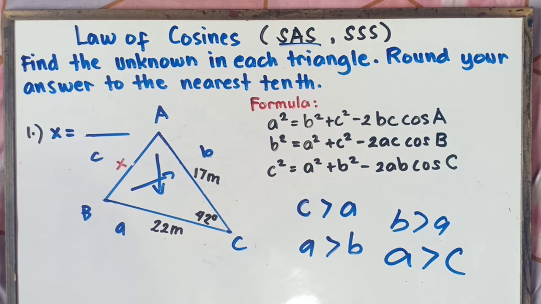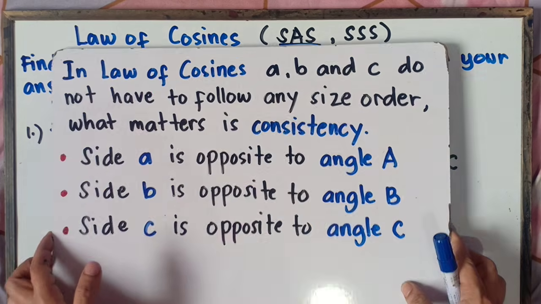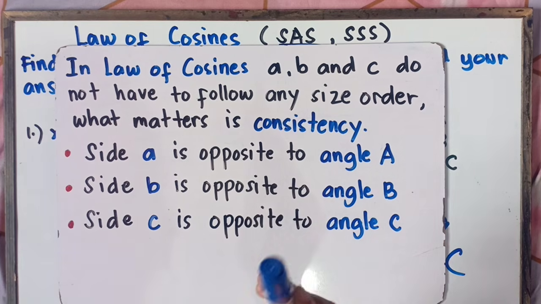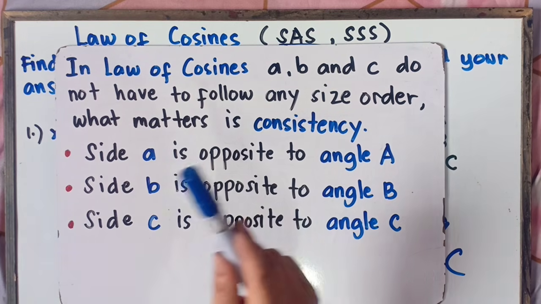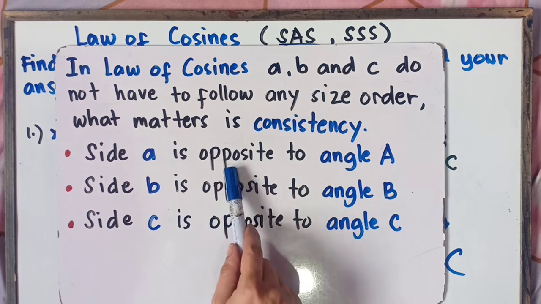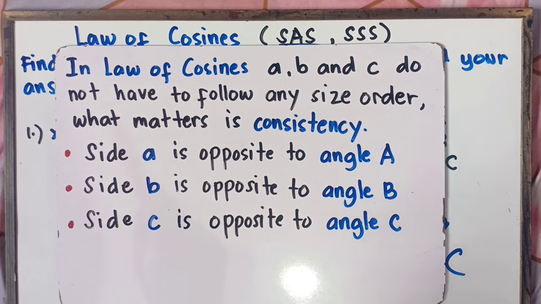Nope, it's not necessary, class. For the law of cosines, A, B, and C do not have to follow any size order. What matters is consistency: side A is opposite angle A, side B is opposite angle B, and side C is opposite angle C. Once again, class, it doesn't matter what the sizes are.